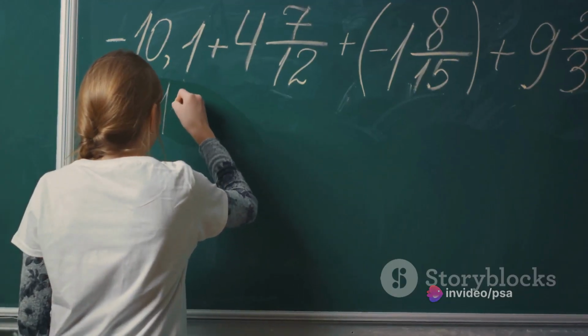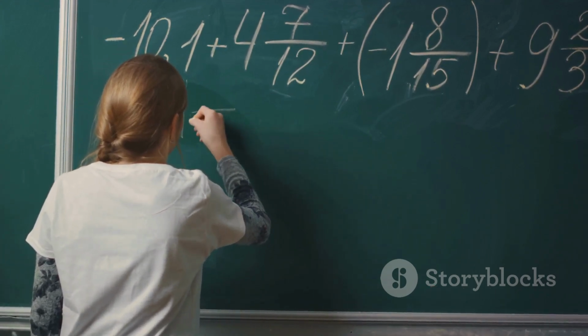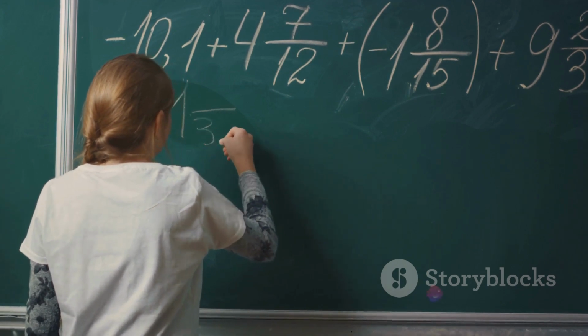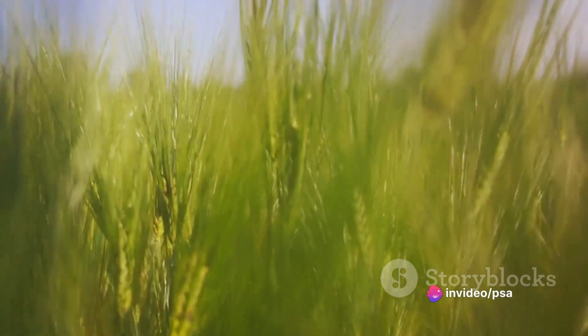Enter derivatives. By calculating the derivative of a function, we can identify where its slope is zero. These points are our maximum and minimum values. Imagine you're trying to maximize the area of a field with a fixed amount of fencing.